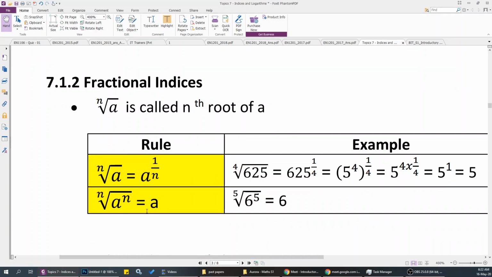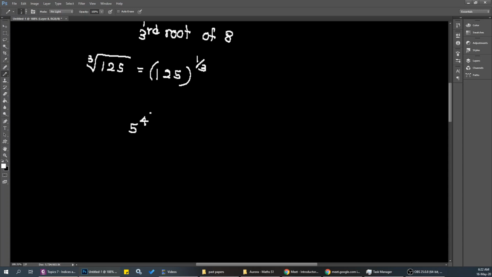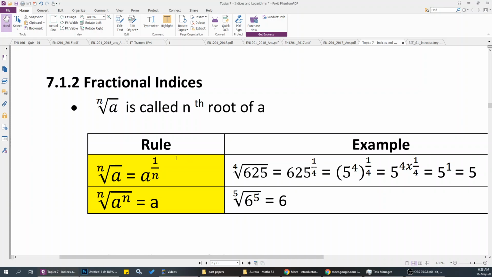And in the second rule, when you take the nth root of a to the power n, you simply get the same initial number. For example, if you had 5 to the power 4 and you take its fourth root, as per the first rule, we can write it like 5 to the power 4, whole thing raised to the power 1 over 4, right? Then, as per the power rule that we learned, we can just multiply the powers together. This results in 5 to the power 4 into 1 over 4, and these 4's cancel out, resulting in 5 as the answer. So those are the two rules of the fractional indices.